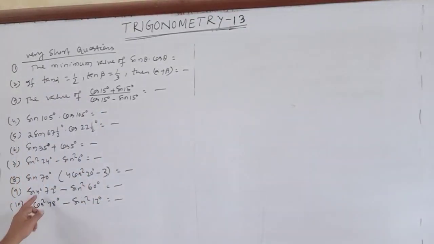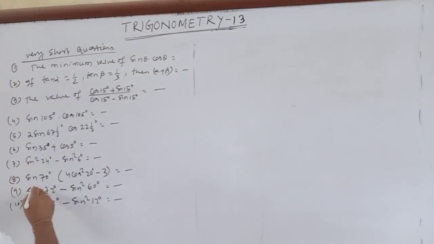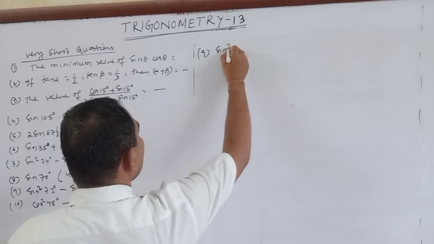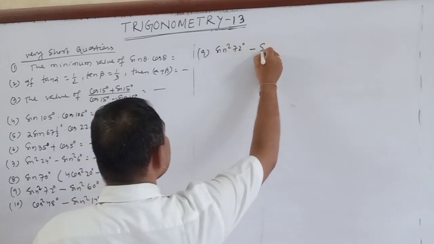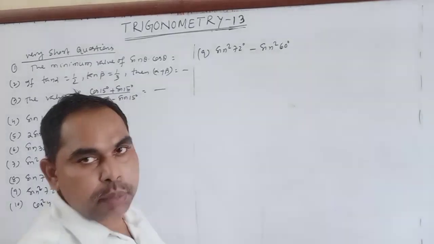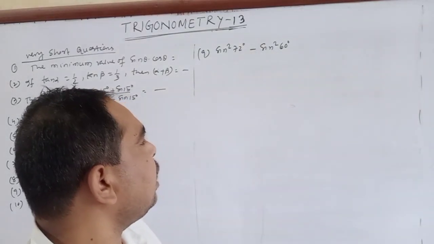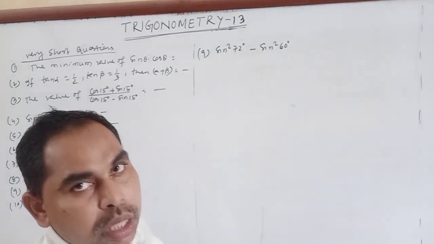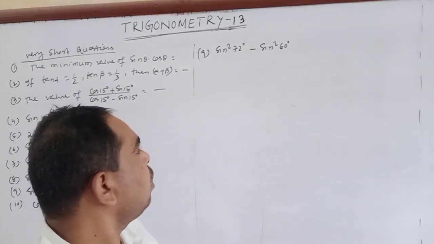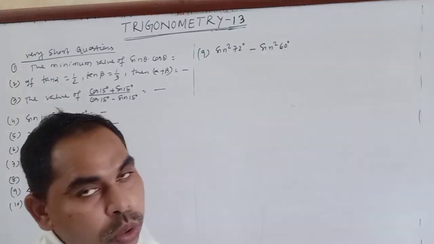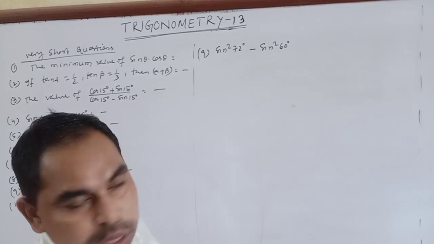Next, question number 9. Sin square 72 minus sin square 60 degree. You may use the formula sin square a minus sin square b, or directly put the value also. Okay. The value of sin 72 and the value of sin 60 are both known.